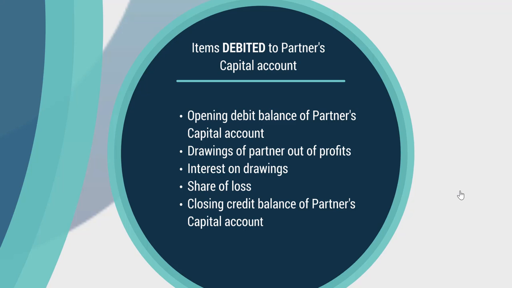Let's check out the items which are debited to the partner's capital account. The opening debit balance of the partner's capital account comes at the beginning of the accounting period as to balance brought down. Drawings of the partner out of profits, interest on drawings and share of loss. And finally, if there is a closing credit balance, the closing credit balance of the partner's capital account.